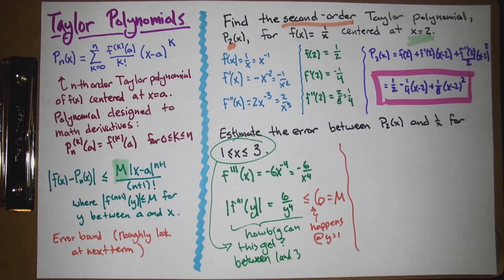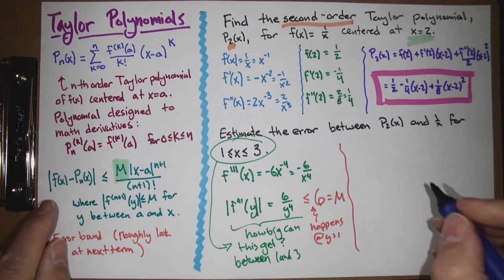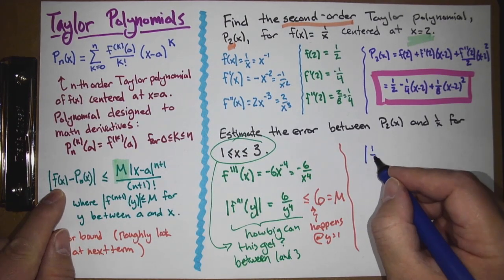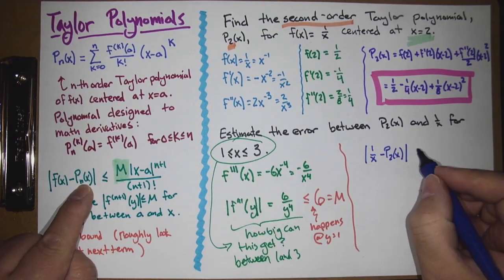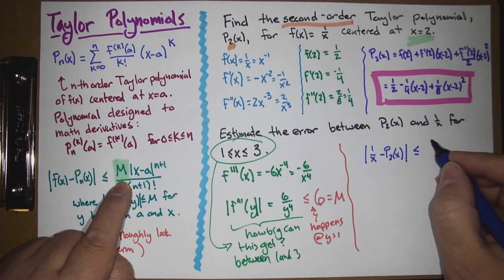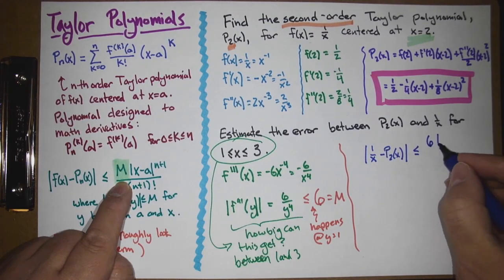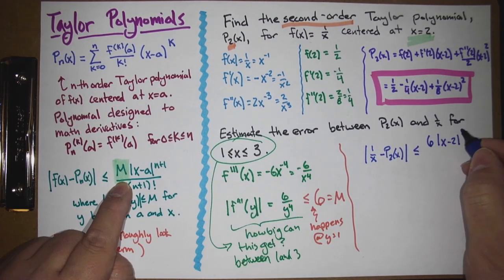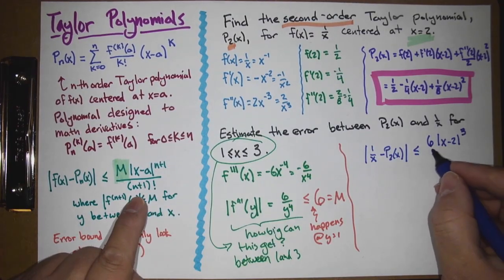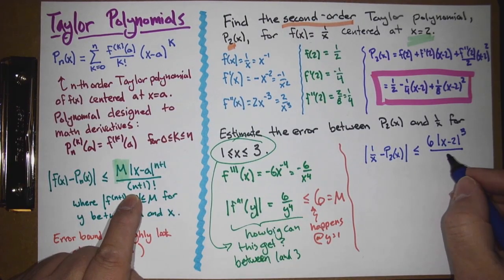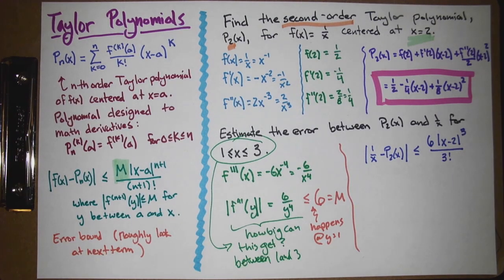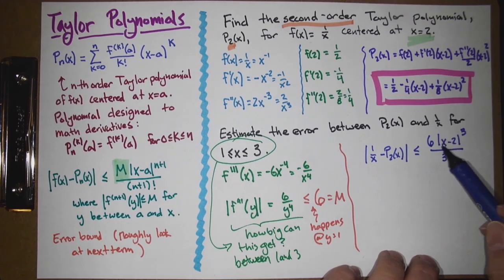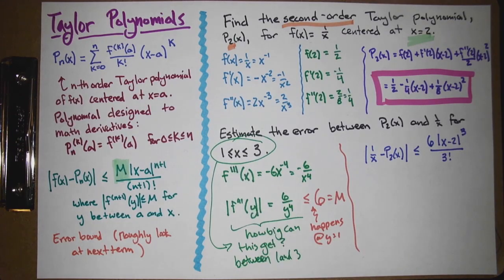So now we'll write down what we have. We now can say that the difference between our function, 1 over x, and our approximation P2 of x, between 1 and 3 is less than or equal to 6 times absolute value of x minus 2 to the 3, because n equals 2, over 2 plus 1 factorial, 3 factorial. But we can do a little bit better. How big can x minus 2 be if x is between 1 and 3?